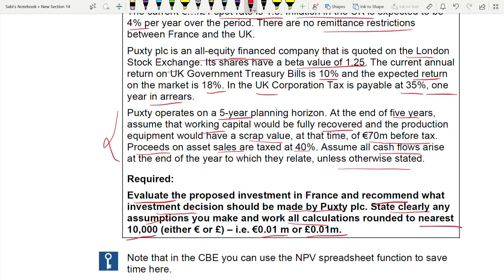Whenever they say round, you have to round. You cannot keep your answer as it is. Otherwise, you are not going to get that mark. If you do not round, even if your answer is technically correct, you will lose one mark for not rounding. Note that in a CBE, that is your computer-based examination, you can use the net present value function also to save time. I will show you both the manual method in spreadsheet and also with the formula.